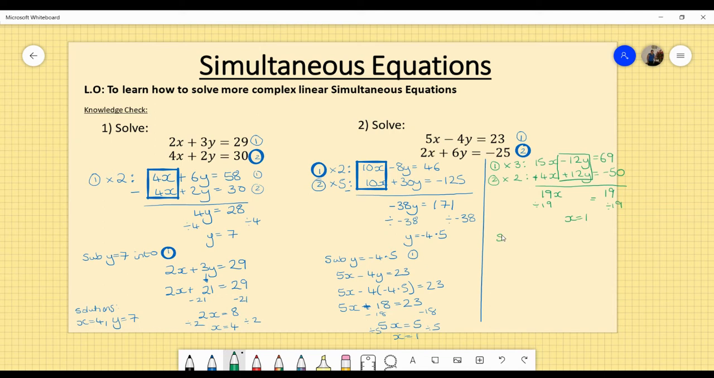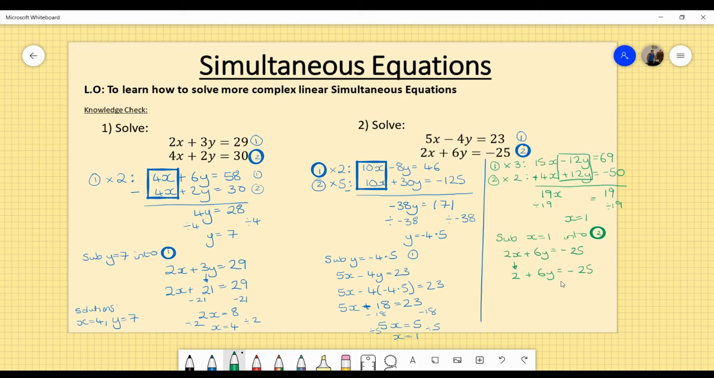I then do it as normal, so substitute x equals 1 into one of the two equations, and it's totally up to you which one. I think I'll go for equation 2 this time just to be slightly different. So I then have 2x plus 6y equals negative 25. So it's 2 times the 1. That's going to give me 2 added to 6y equals minus 25.